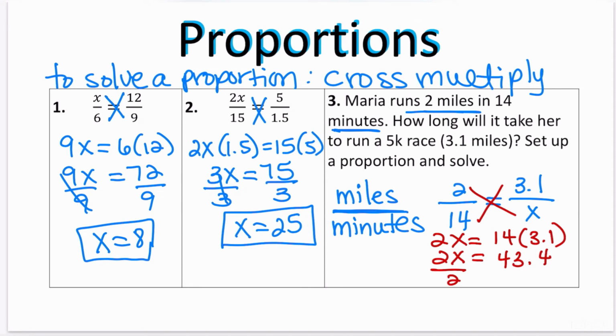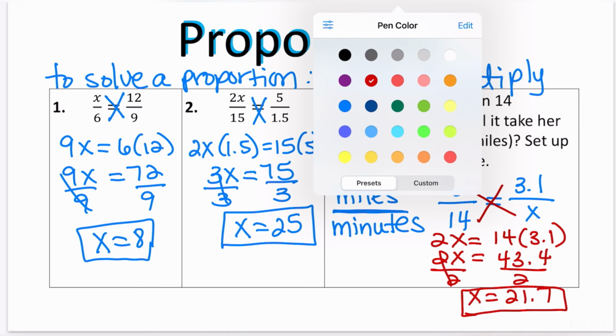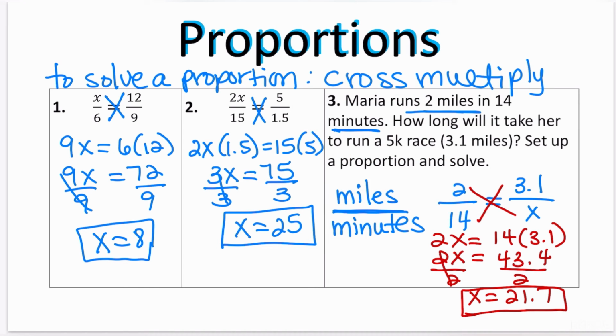Go ahead and divide by 2 to both sides. And we get x is equal to 21.7. That means it's going to take Maria 21.7 minutes to run a 5K, or 3.1 miles. Now be careful, because 21.7 does not mean 21 minutes and 7 seconds.